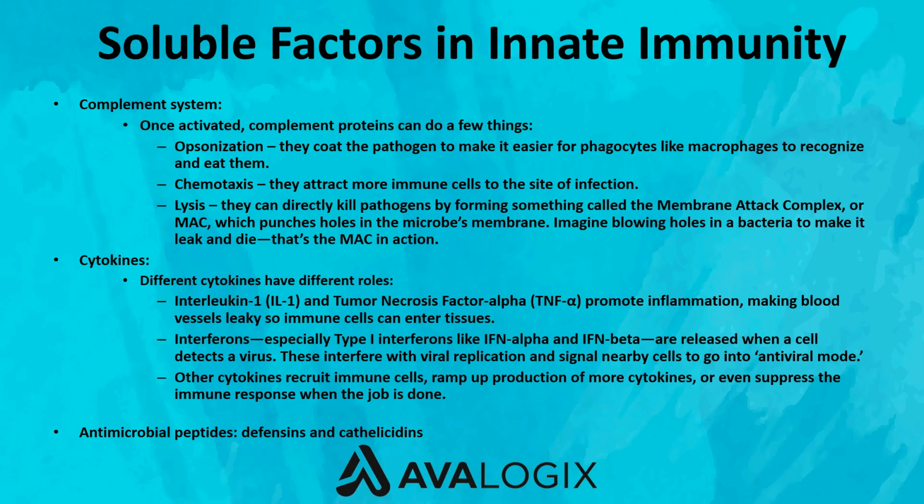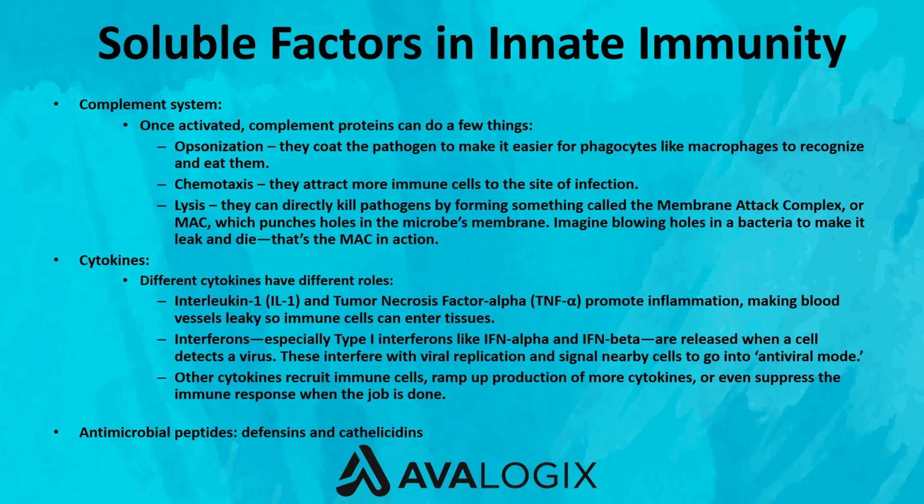However, they're potent, and when overproduced, as in a cytokine storm, they can do more harm than good. That's why their levels are tightly regulated. And lastly, we have antimicrobial peptides, like defensins and cathelicidins. These are tiny proteins produced by epithelial cells and immune cells that directly kill microbes. They insert into microbial membranes and cause them to rupture. You'll find these peptides in the skin, gut, lungs, anywhere that needs an extra protective layer.